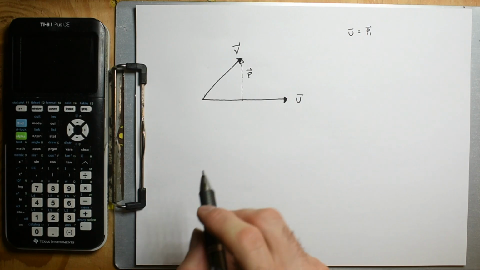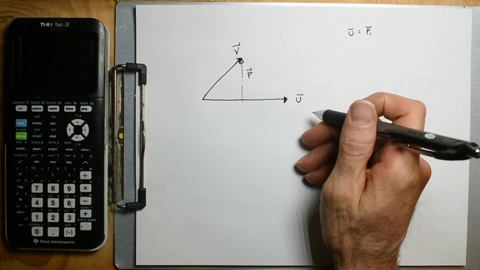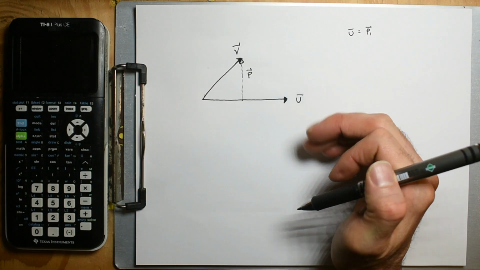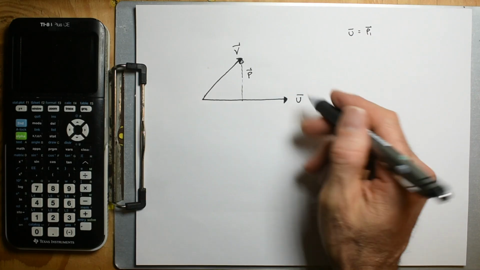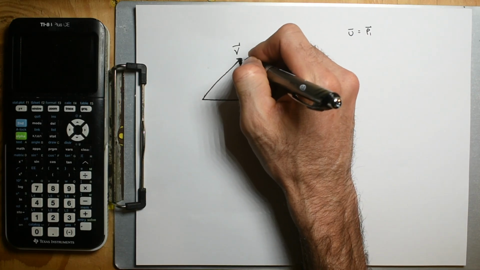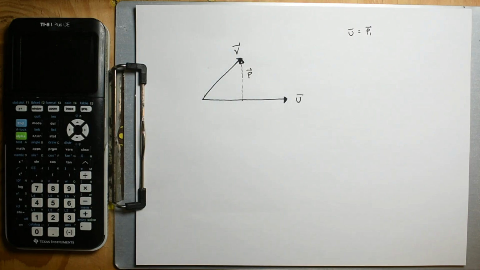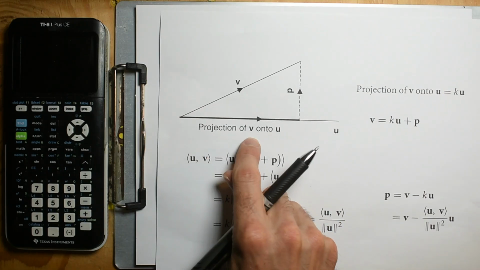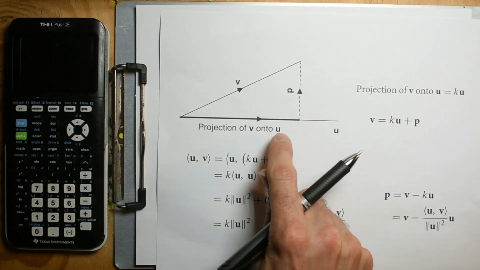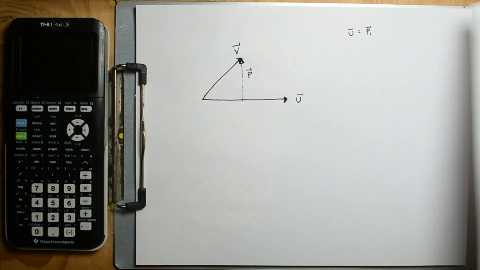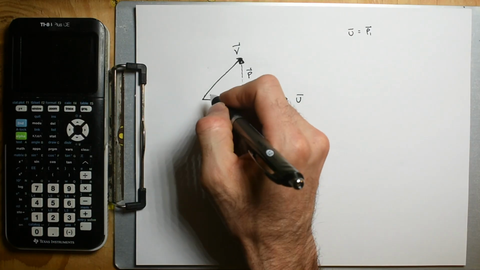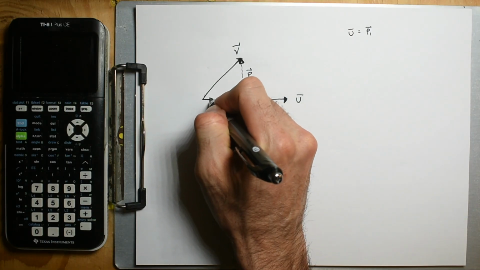And this is where the dot product comes in. But it's a bizarre relationship. They're just going to say, hey, this is the projection of V onto U. And in my other video, this is the dot product if you took a unit vector.